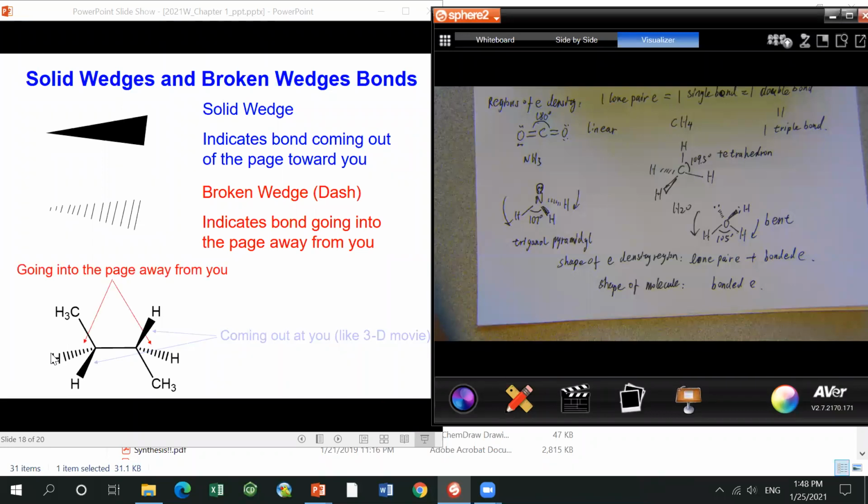And for all the straight lines, a straight line bond means those bonds are just in the plane of the paper. Okay.